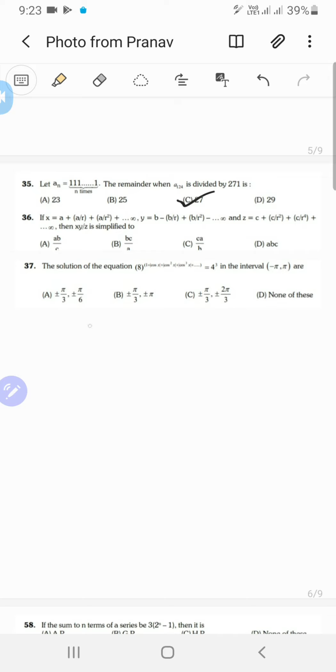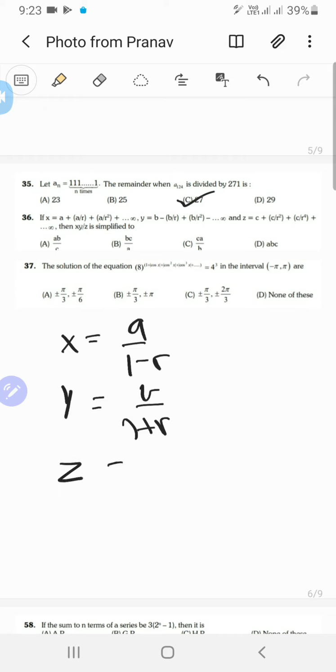So xy by z, right? So x is equal to, well, suppose the ratio is having its modulus less than 1, then it would be a upon 1 minus r. Y would be b upon, well, alternate terms, so it's 1 plus r, right? Alternate negative terms. z is going to be equal to c. Oh, squares. Okay, so the ratio is squared this time. So c upon 1 minus r squared. You can already see the connection. 1 minus r times 1 plus r is 1 minus r squared.